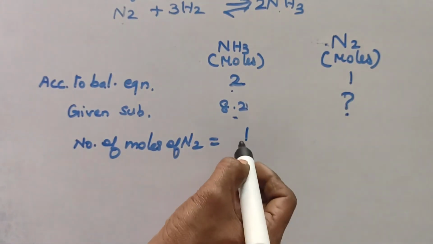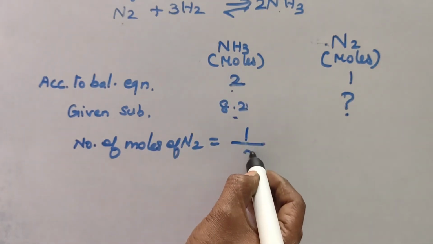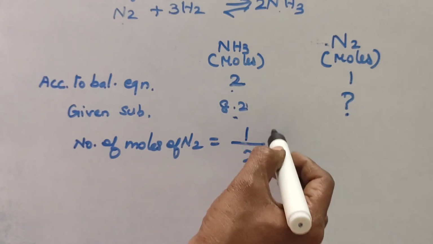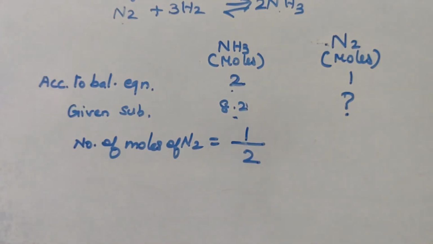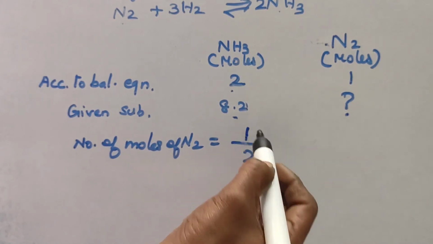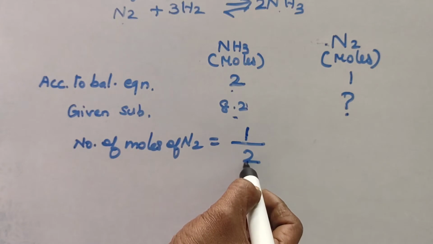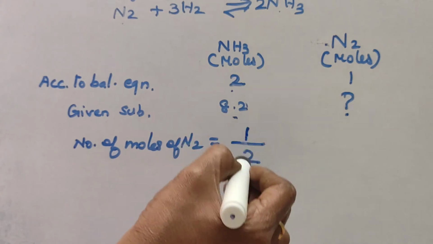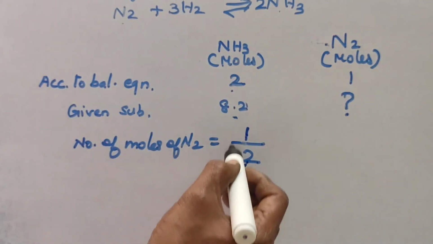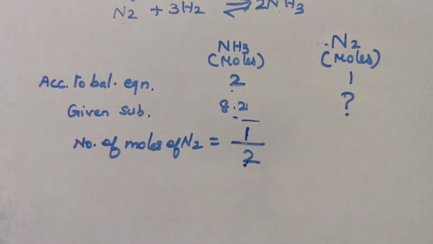1 mole of nitrogen is needed to prepare 2 moles of ammonia. So this will give the value for a single unit. If we divide 1 by 2, 1 mole of nitrogen will be needed for the production of 2 moles of ammonia. Means for 1 mole of ammonia, how many moles of nitrogen are needed? So this will give the value for a single unit. That's why we are calling it the unitary method.